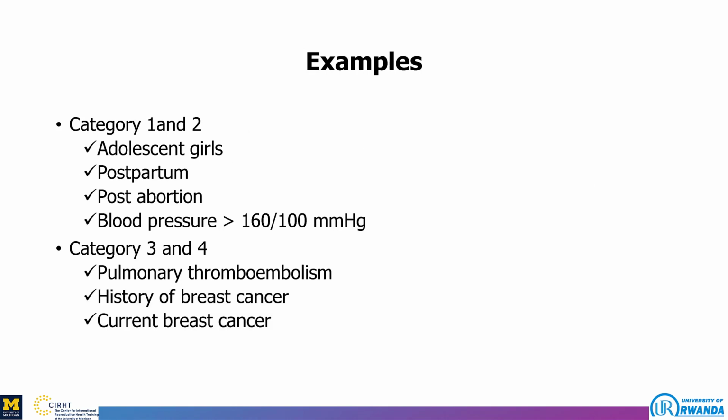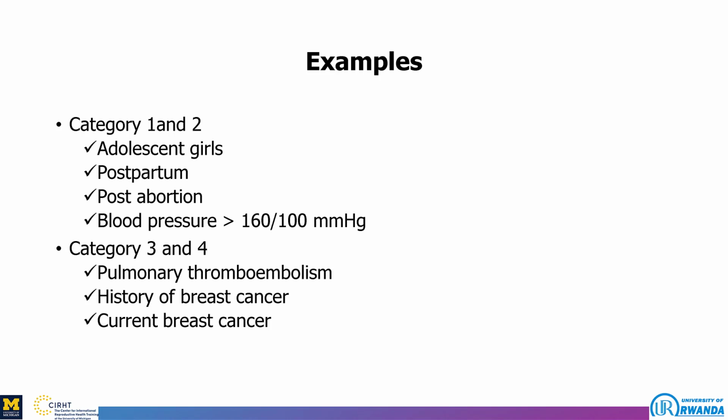So here are examples. Category 1 and Category 2. Adolescent girls can use the implants. Implants can be used immediately postpartum. Implants can be used post-abortion. Implants can even be used in patients who have blood pressure of 160 over 100.